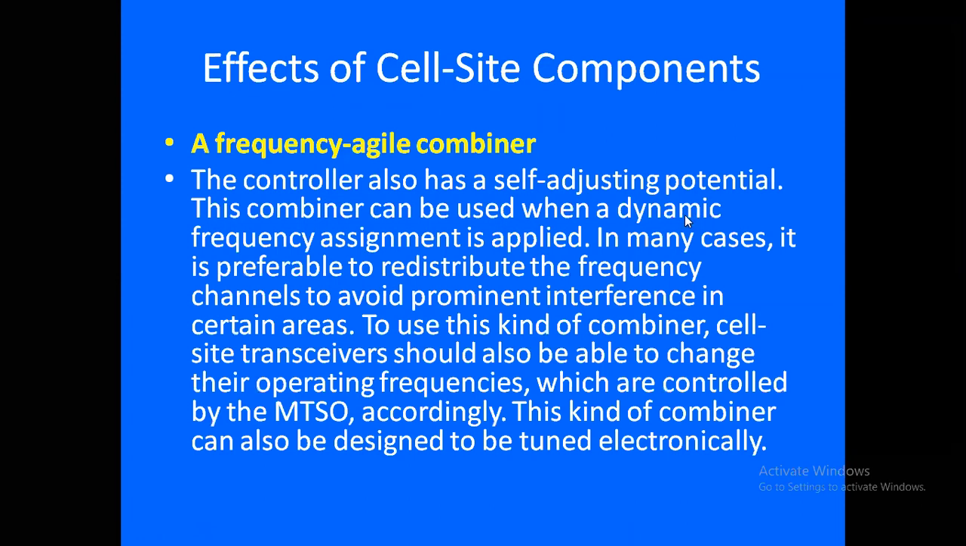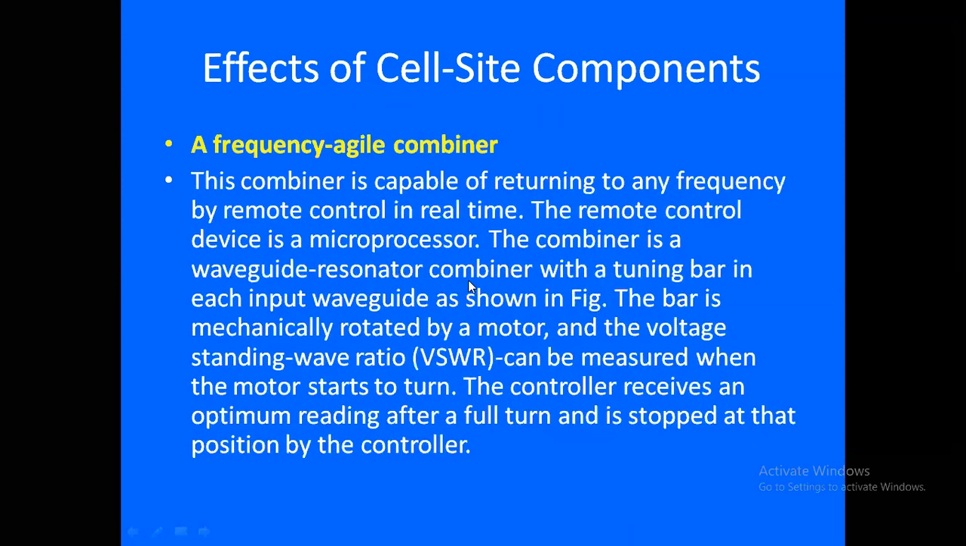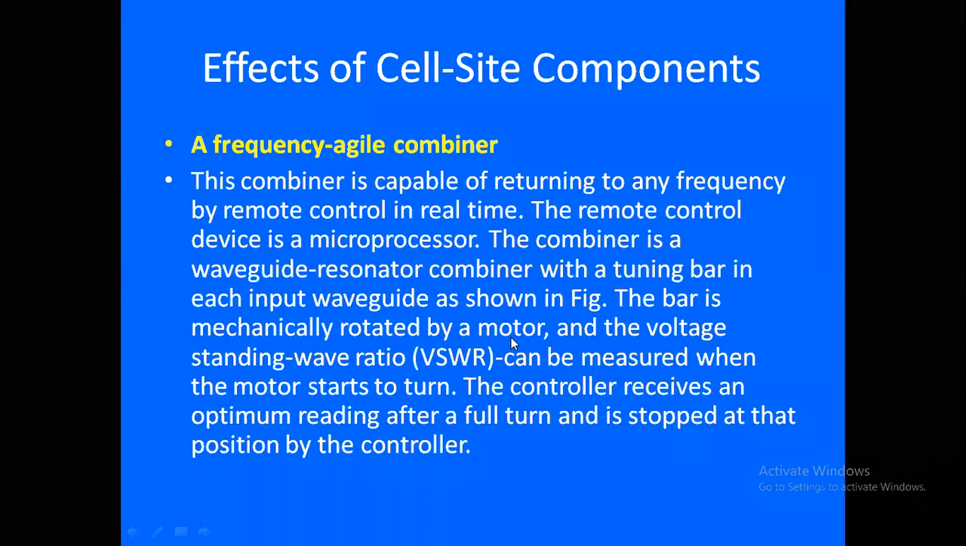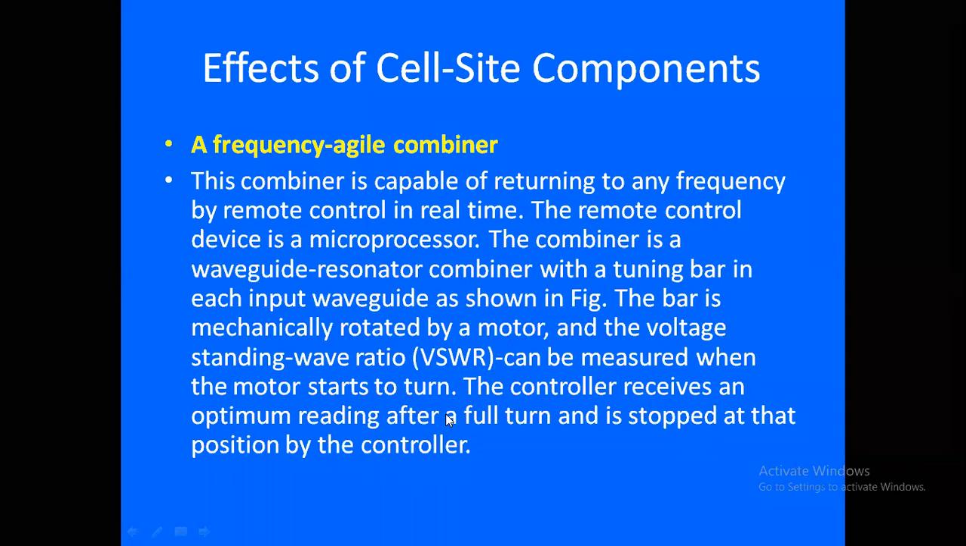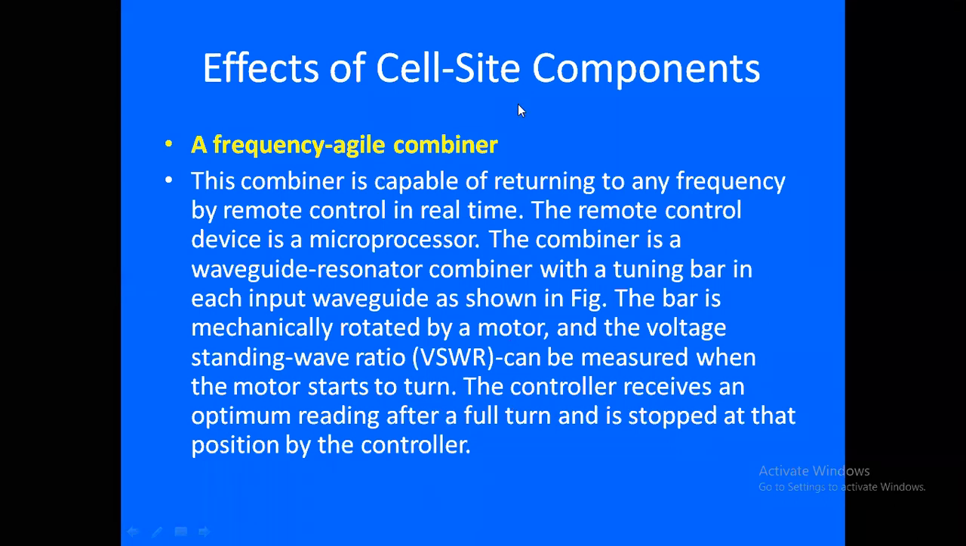The remote control device is a microprocessor. The combiner is a waveguide resonator combining with a tuning bar in each input waveguide. The bar is mechanically rotated by a motor, and the voltage standing wave ratio can be measured when the motor starts to turn. The controller receives an optimum reading after a full turn and is stopped at that position by the controller. So this is a frequency agile combiner.